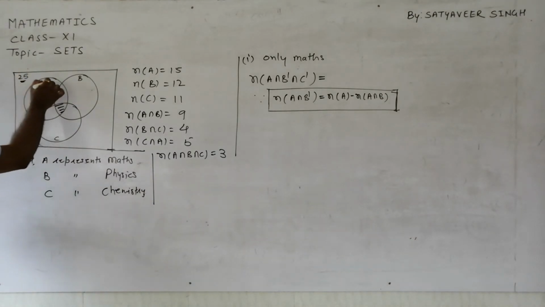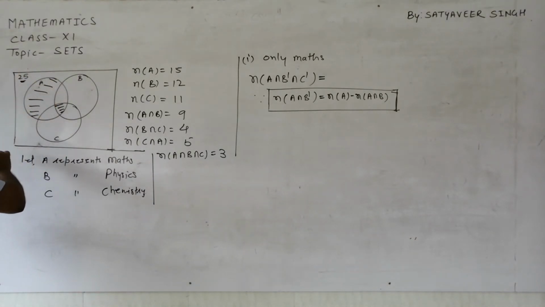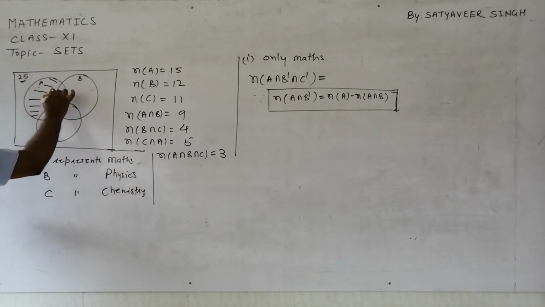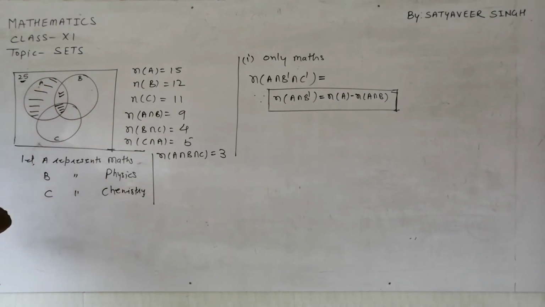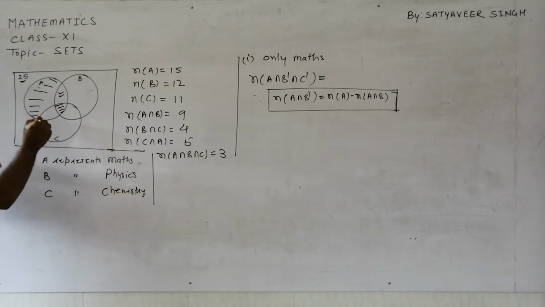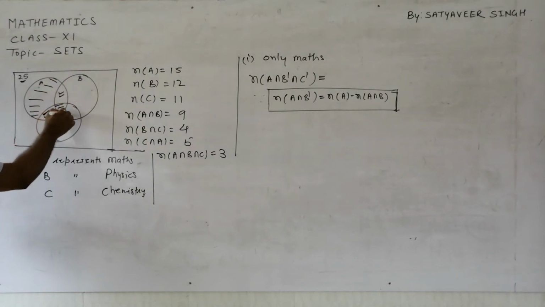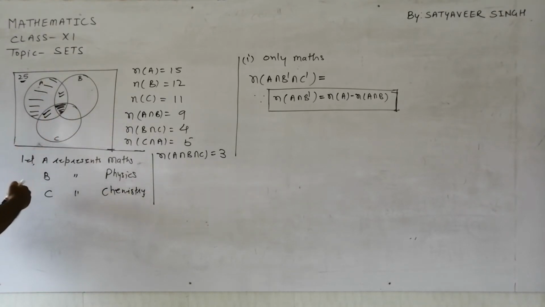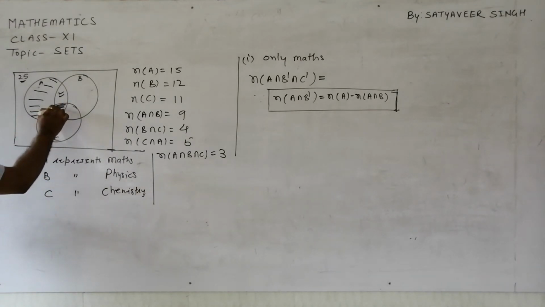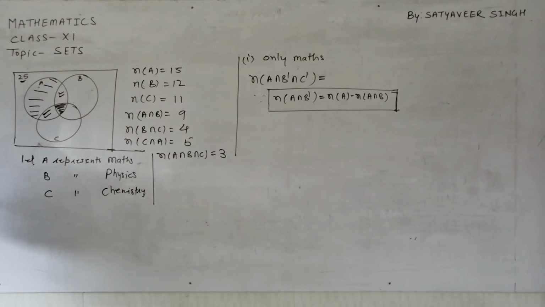So what will we have to do? We will simply take the number of total students who like maths. Then we will subtract the students who like maths and physics. We will subtract the students who like maths and chemistry. But while you subtract this, what happens? This common intersected part comes in one subtraction, and comes also in the second subtraction. Then this part we have subtracted twice. So that is why one time you will have to add this.